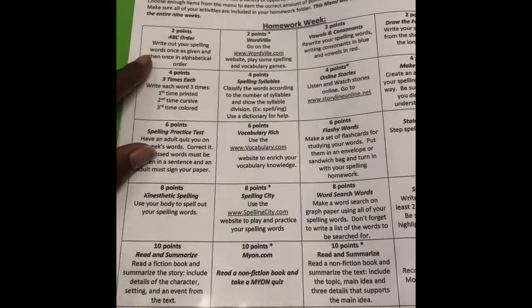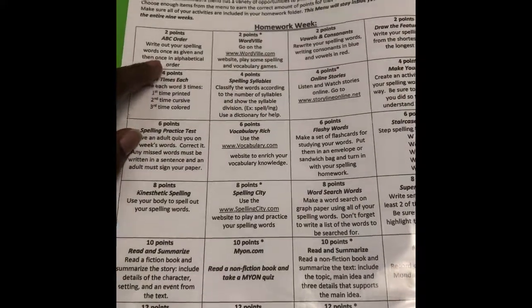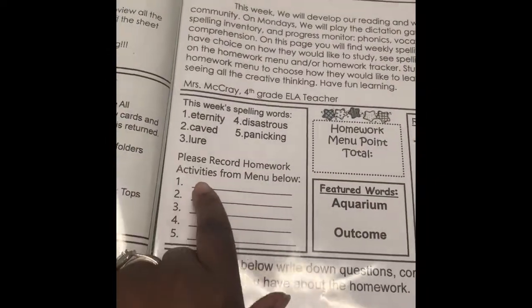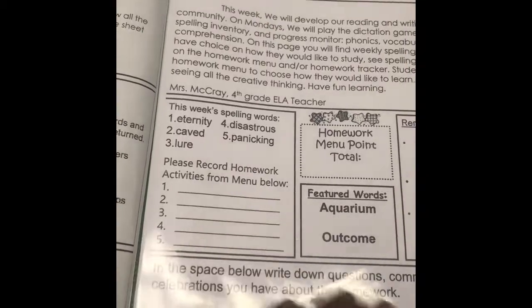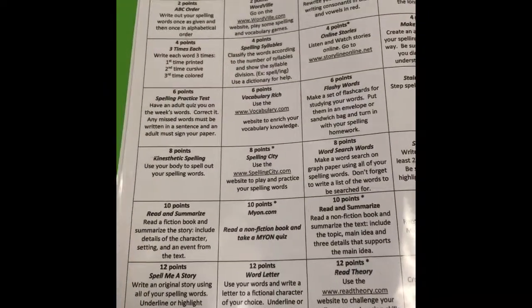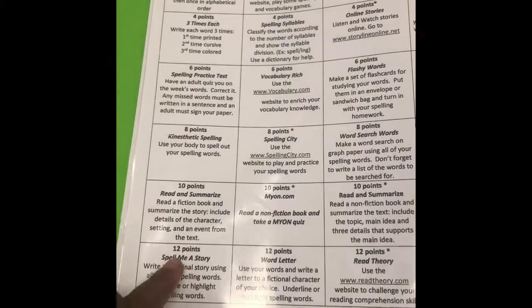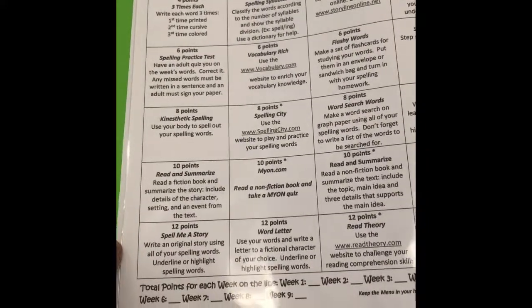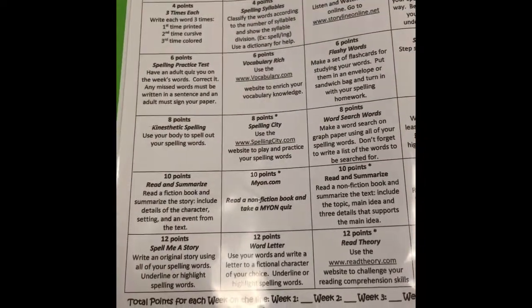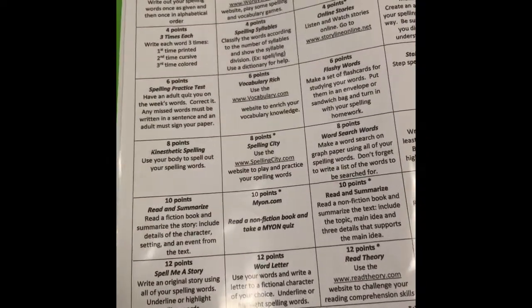So for example, if they wanted to do the ABC order, which is 2 points, they would write ABC order on this page right here. So they would write ABC order, and that's 2 points. So again, they only need 14 points for the week. So if they wanted to come down and write, oh, I want to do spell me a story for 12 points, so 2 and 12, that gives you 14 points. They can actually be finished for the week.